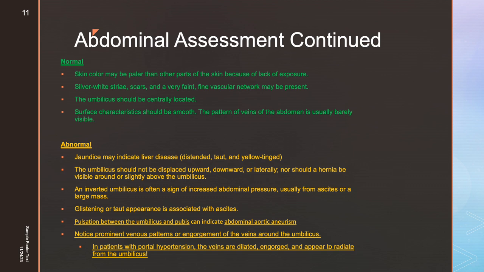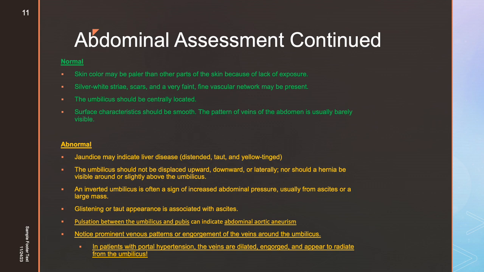Inverted umbilicus is increased abdominal pressure, usually from ascites or a large mass. Again, in pregnancy, we see these things. All right. So if we see them, we need to note them and we need to let the doctor know because they need to be doing some other testing, obviously.